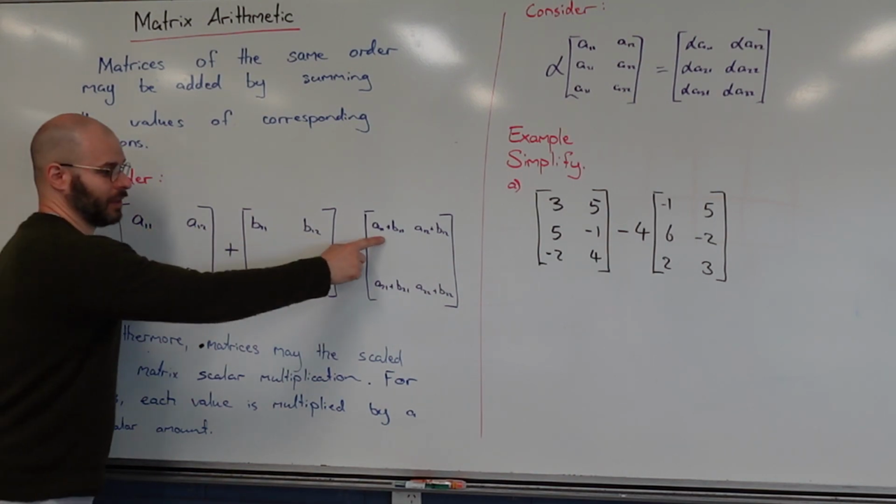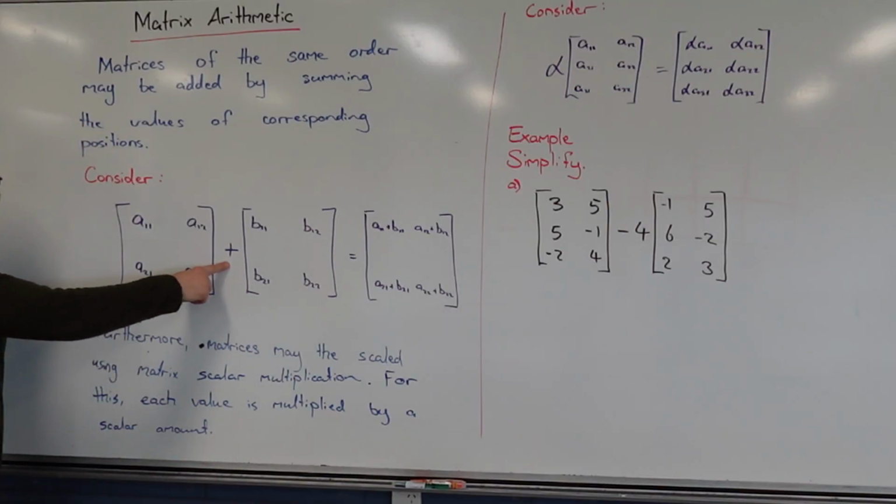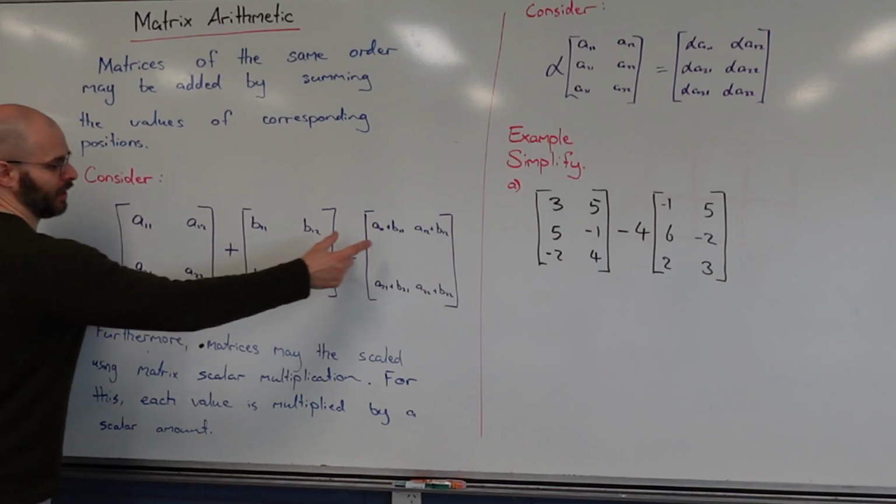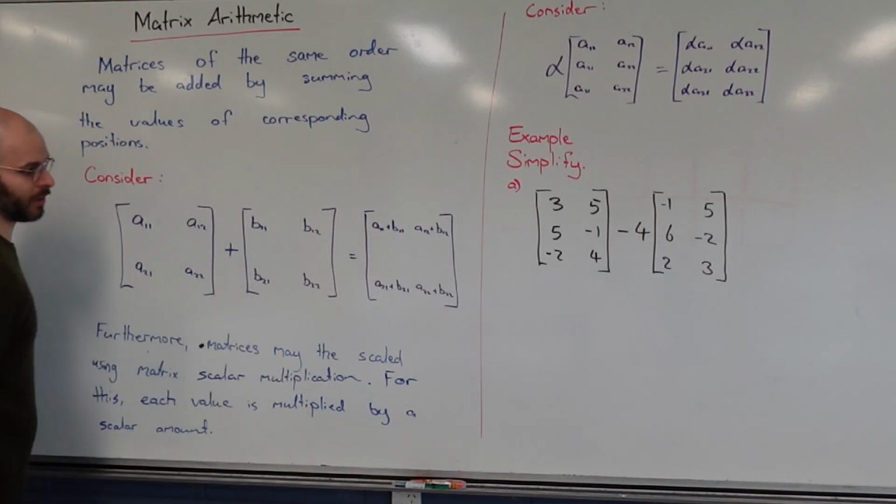and you just sum the values together. So this is when you're adding them. When you're subtracting them, it can be thought of as a form of scalar multiplication first. So all you're doing is you're getting the elements and you're adding the corresponding elements.